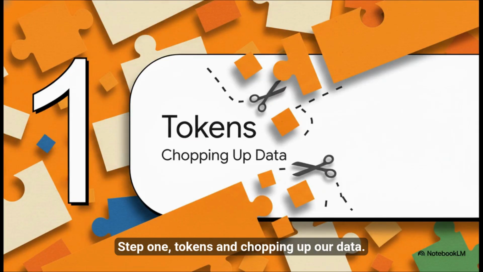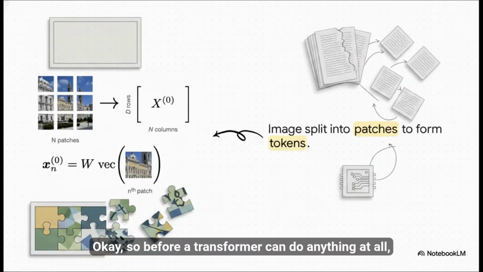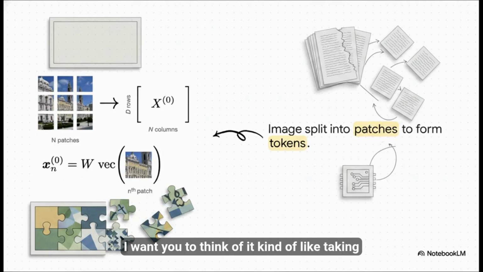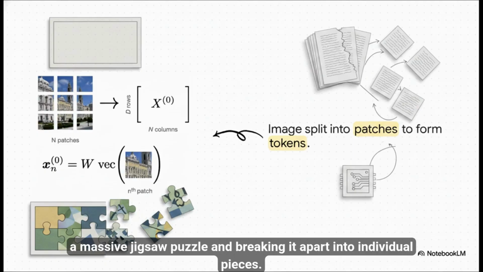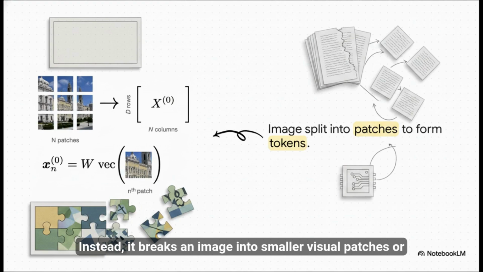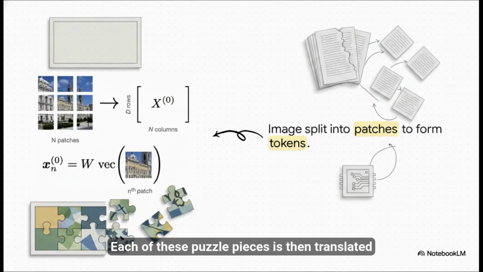Step 1. Tokens and chopping up our data. Okay, so before a transformer can do anything at all, it needs its raw data formatted in a very specific way. This is a process called tokenization. I want you to think of it kind of like taking a massive jigsaw puzzle and breaking it apart into individual pieces. The transformer can't just swallow an entire image or an entire book all at once. Instead, it breaks an image into smaller visual patches or a paragraph into a sequence of individual words. Each of these puzzle pieces is then translated into a list of numbers, which we call a token, so that the computer can actually understand it.